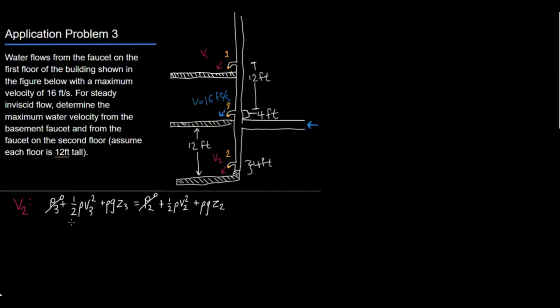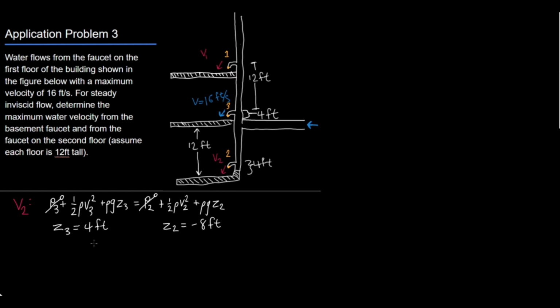Second of all, we want to resolve the heights of these. So Z3, height of this, we can see it's 4 feet above the ground for the first faucet. So Z3 will be equal to 4 feet. And then Z2 is actually going to be negative 8 feet. We know that because it's 12 feet below the first one and 4 feet above the bottom floor because the floors are 12 feet tall. So the difference between that is 8 feet, and it is 8 feet below the ground, so it is negative 8 feet. So it will be gaining energy.